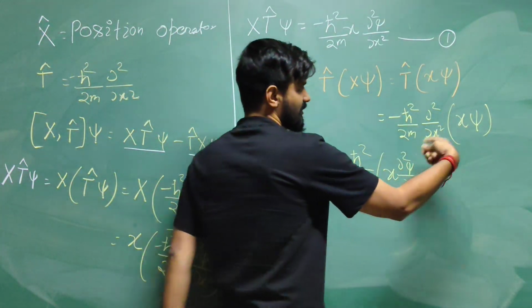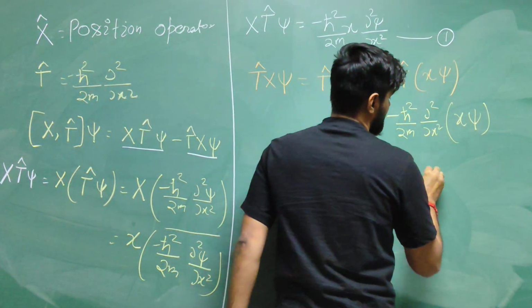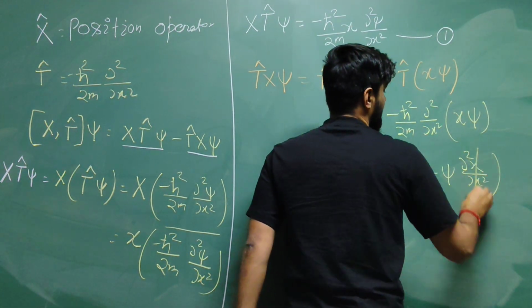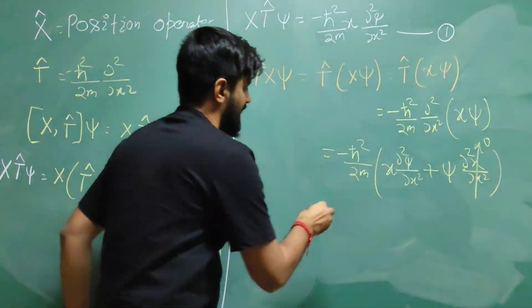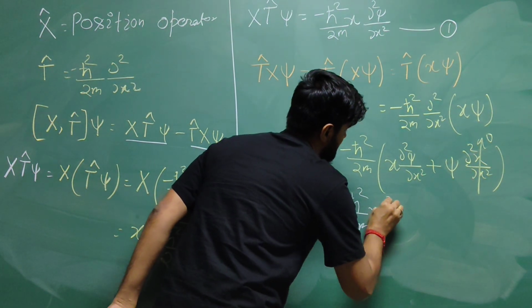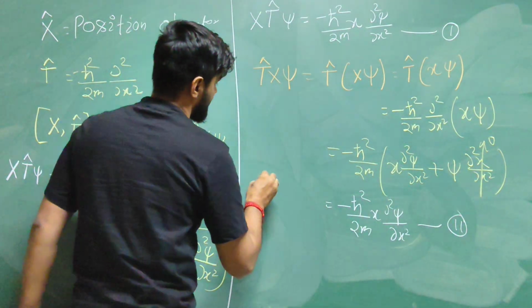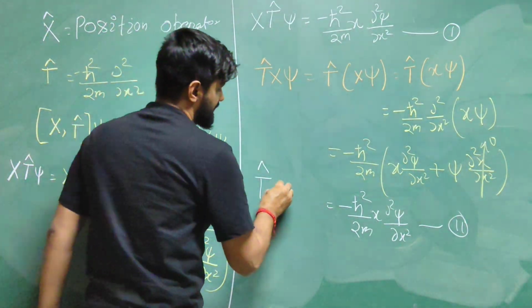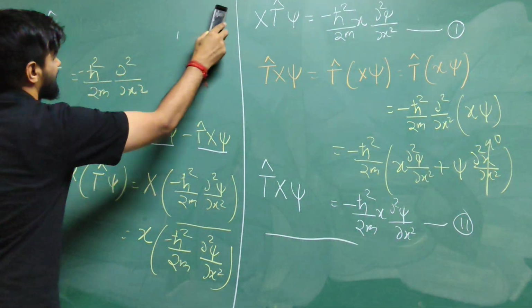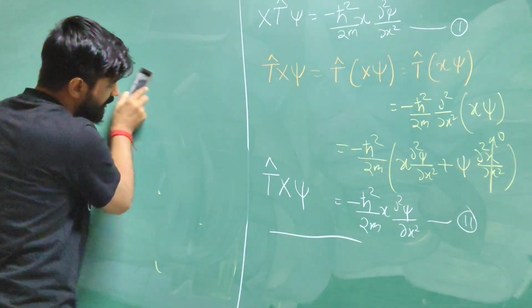This is just a second order derivative, and you have to operate separately: x over psi and then psi over x, plus psi times del 2 x by del x square. If I do this, this part becomes 0, and finally you will get minus h square divided by 2m x del 2 psi by del x square. So this is my second equation, the operation T x psi. Now let's check equations first and second, and what kind of value you get after the operation of this operator over a wave function psi.